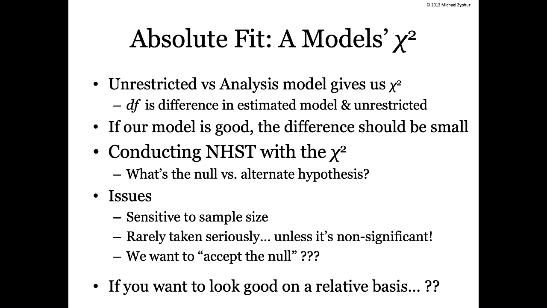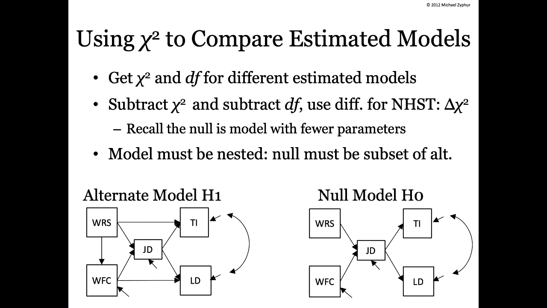So what do we want to do? We want to come up with a way to use chi-squares and degrees of freedom and whatever, and just overvalue parsimony. Why don't we just do it like Bonferroni? Just use division. You know? Well, we've got other tools. So here's what they do. If you want to look good on a relative basis, here's what you do.